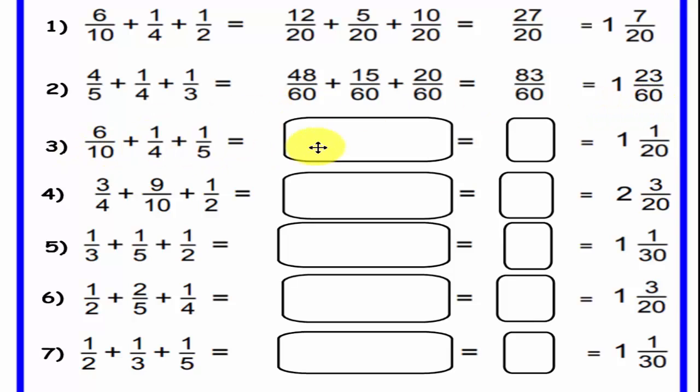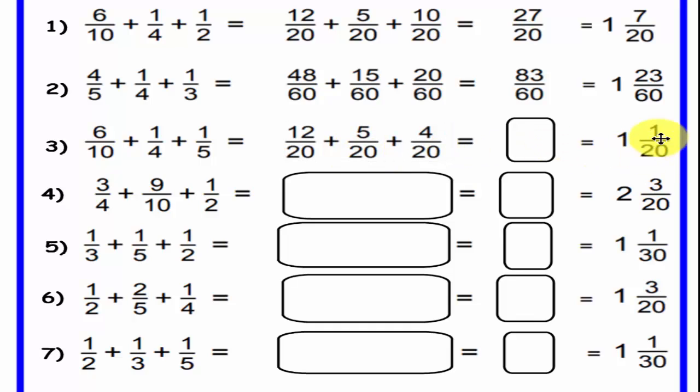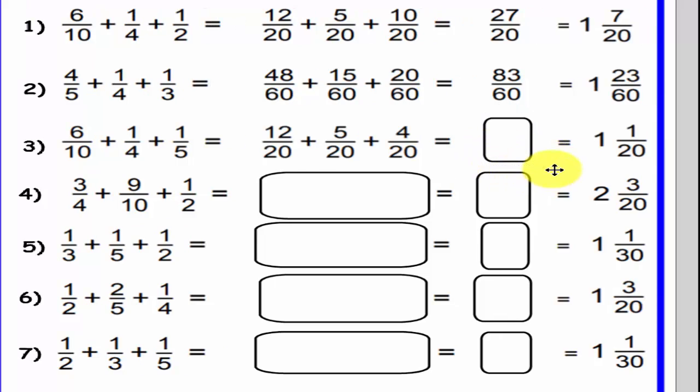Okay, let's look at number 3. 6/10 plus 1/4 plus 1/5. Over here, you're going to figure out your common denominator, but we've already provided it for you. Add up your numerators, and you end up with an improper fraction again of 21 over 20. Divide 20 into 21, you have 1 and 1/20th.